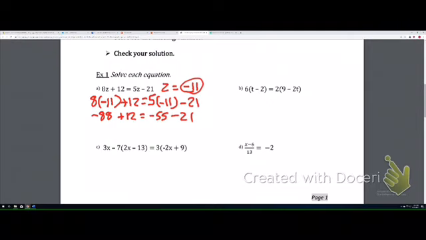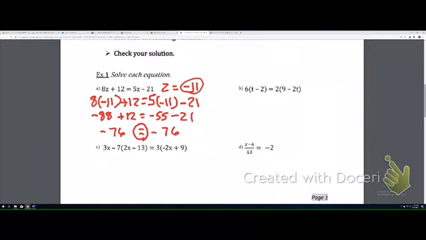So over here we've got negative 88 plus 12, which will end up being negative 76. And then on this side we've got negative 55 minus 21, and that's going to get us to negative 76 as well. So this checks our solution because negative 76 and negative 76 are equal.